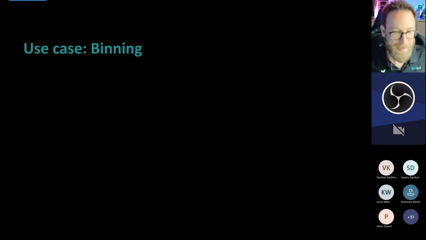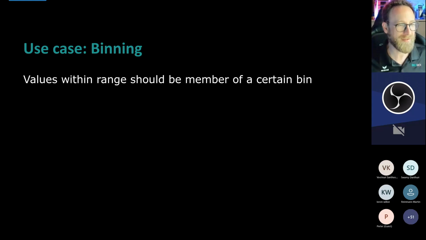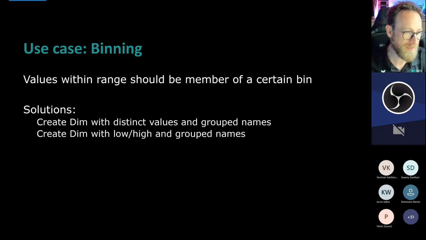The use case here is binning. That means I'm not interested in the individual values, but I want t-shirt sizes. I want big, small, large, medium, whatever, something like that. So put things into bins because I'm not interested in the very detail. It's more about getting a rough idea what the data is about.